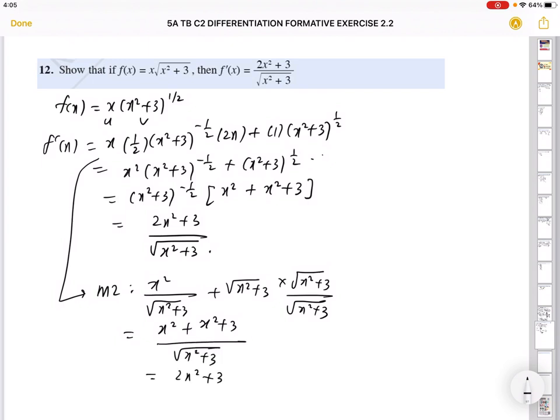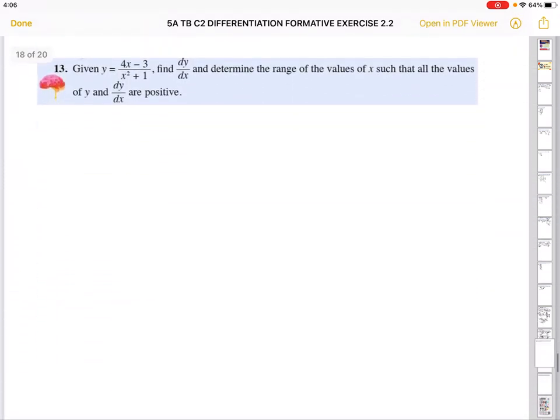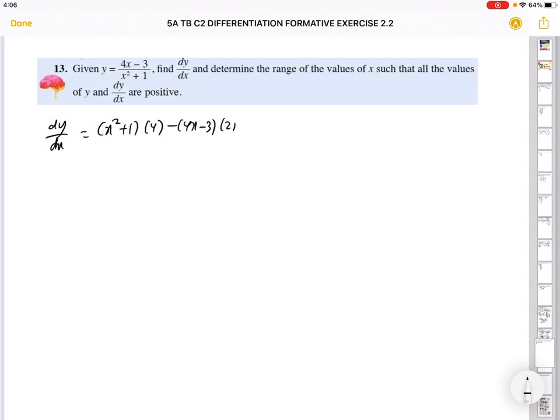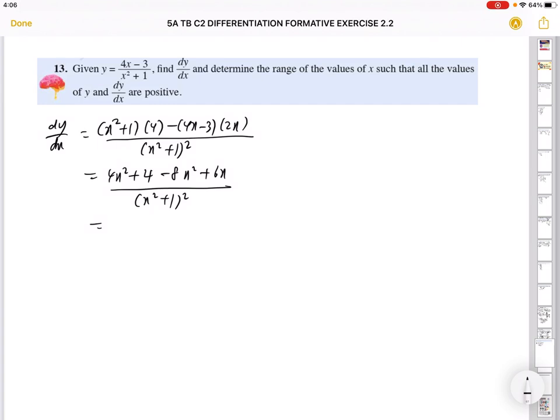All right, moving on. Number 13. This one you have to use brain. So same thing, dy dx. This will be using quotient rule, v u prime minus u v prime divided by v squared. So this is 4x squared plus 4 minus 8x squared plus 6x over x squared plus 1 squared. So we can cancel: 4 plus 6x minus 4x squared over x squared plus 1 squared.